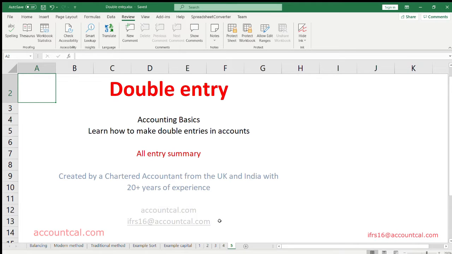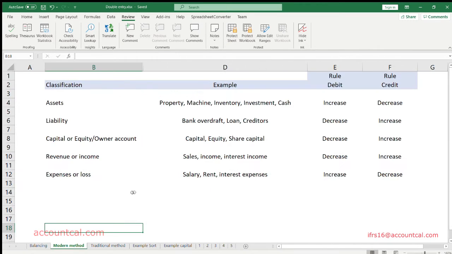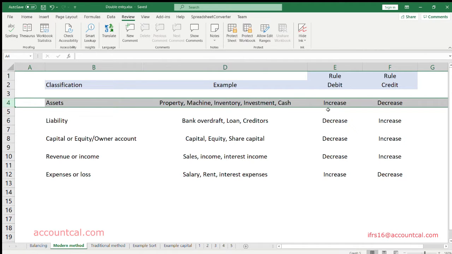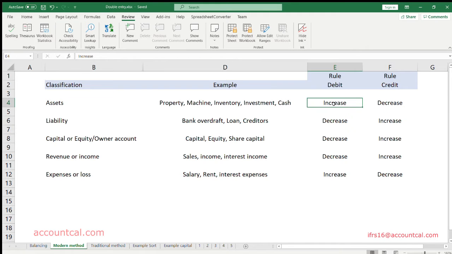Hi, now we will summarize all what we have learned about the double entry. So what we have learned in the modern method: for an asset, you debit the asset when it increases, you credit the asset when it decreases.